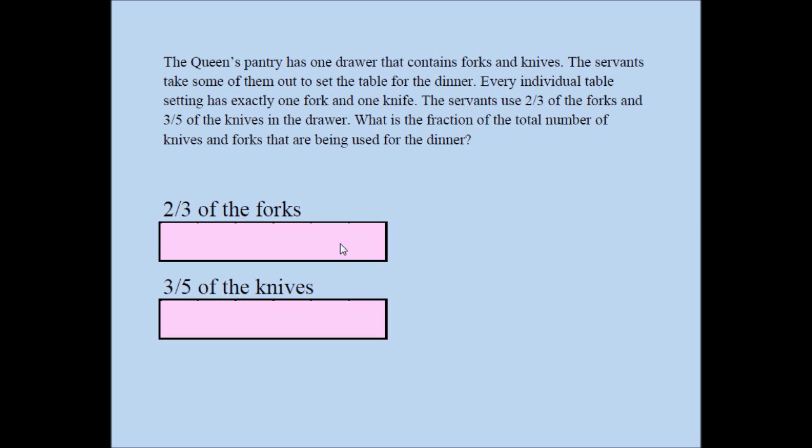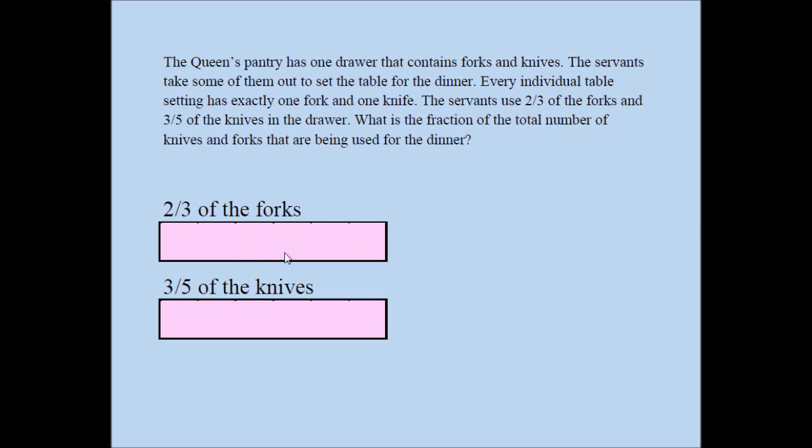Suppose this is two-thirds of the forks. That should be the same length as three-fifths of the knives because they are the same in number. If 500 forks represent two-thirds of the forks, then 500 forks will represent three-fifths of the knives. If 1,000 forks represent two-thirds of the forks, then 1,000 forks will represent three-fifths of the knives.